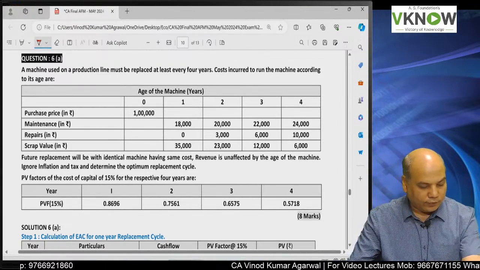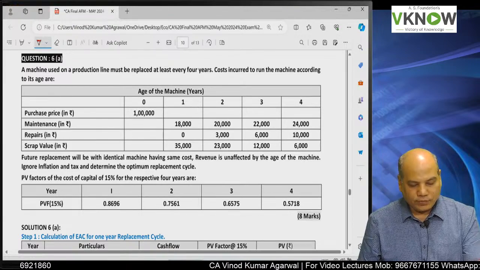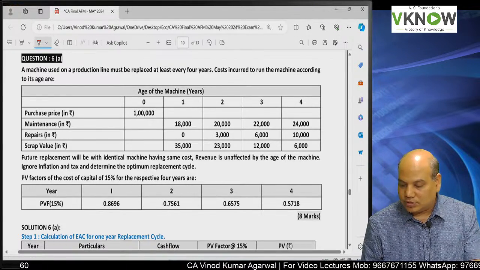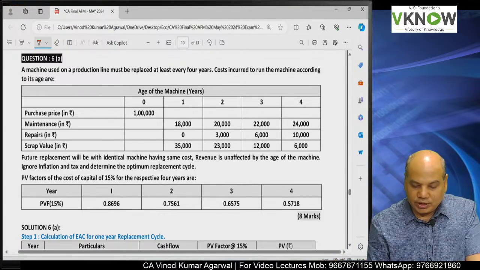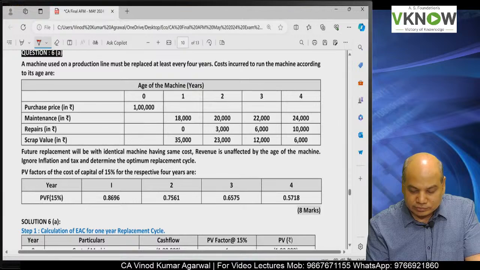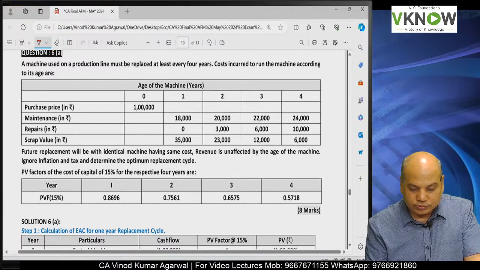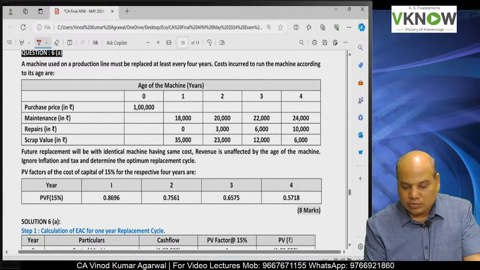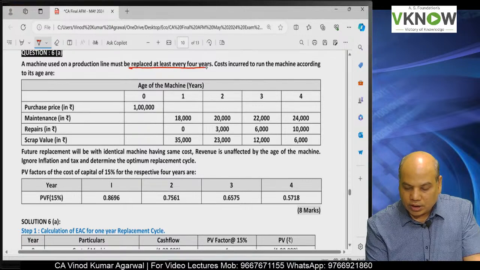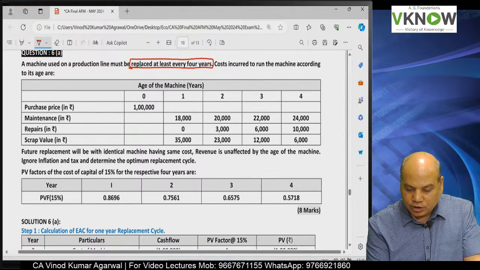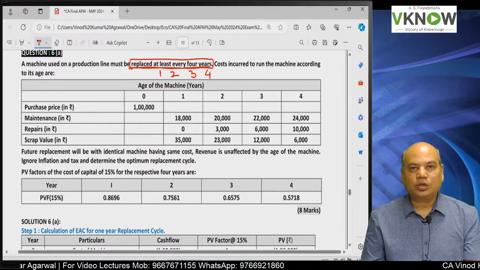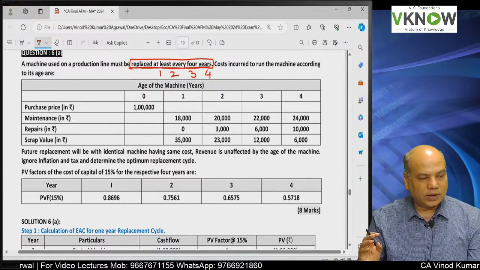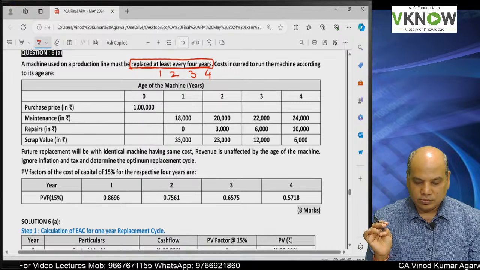So let us solve question number 6a. Very easy question if you have done it in advance. If you have not practiced before going to the exam, then there is no point in trying in the exam. You will not get it. A machine used on a production line must be replaced at least every 4 years. At least every 4 years means you can replace either in year 1 or year 2 or year 3 or year 4. But after 4 years you have to replace. There is no choice.